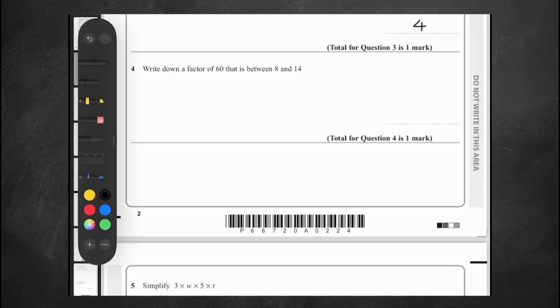Question 4. Write down a factor of 60 that is between 8 and 14. So factors of 60 would be 1 times 60, 2 times 30, 3 times 20, 4 times 15, 5 times 12, and 6 times 10. So we need between 8 and 14, so we can use 12 or 10. We're going to use 10.